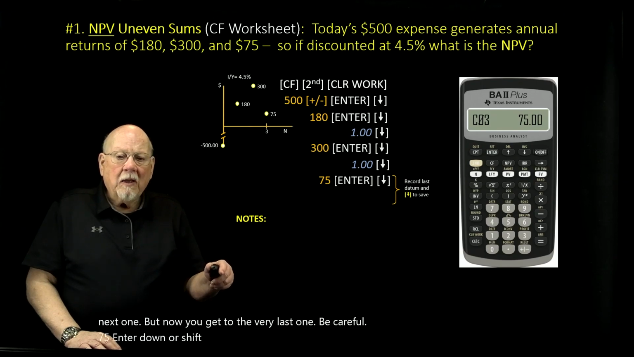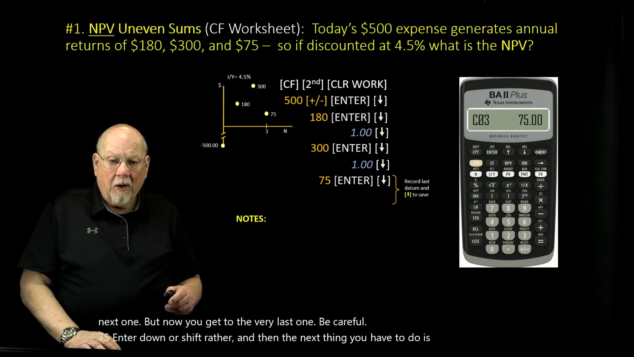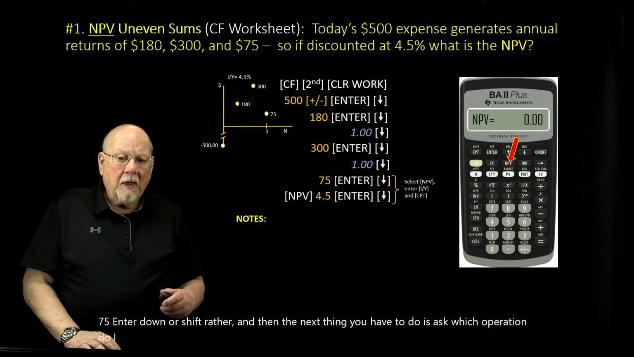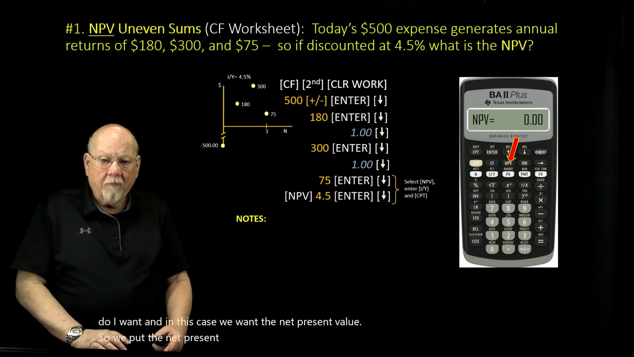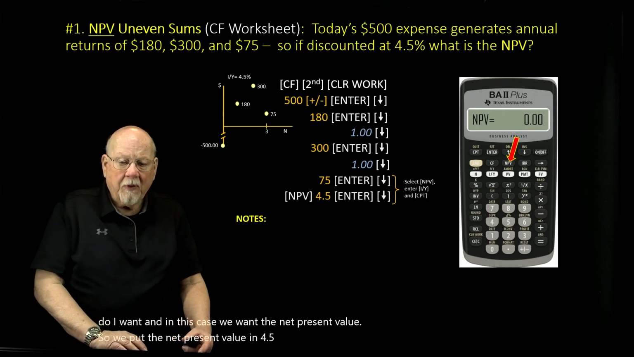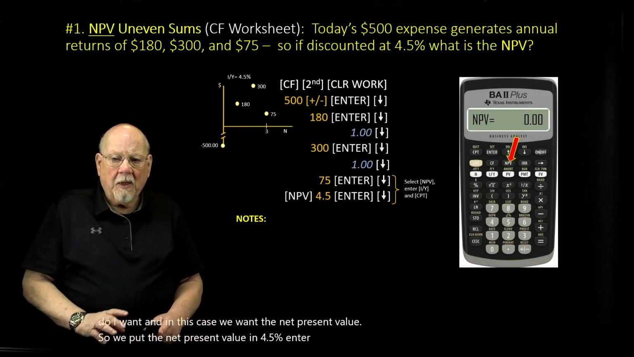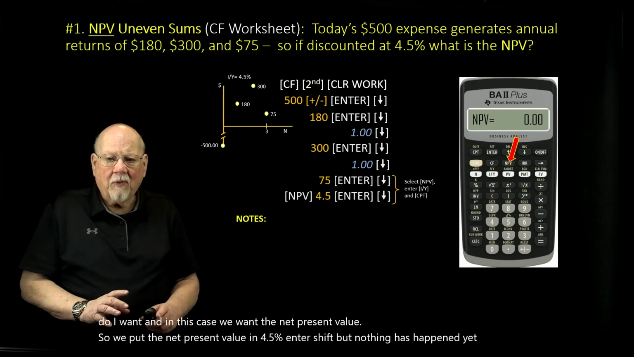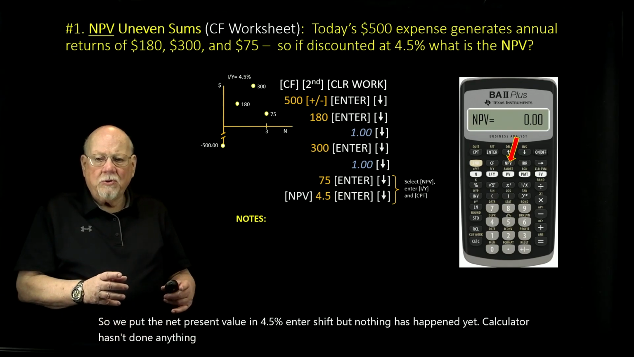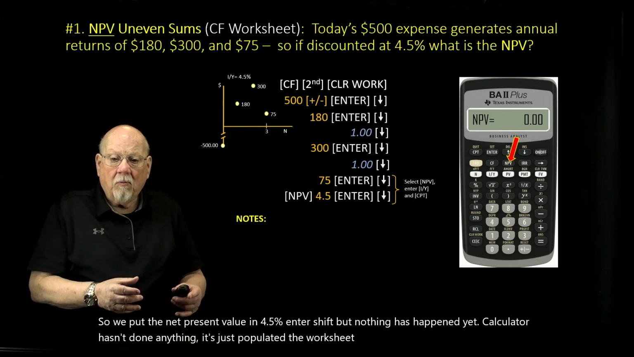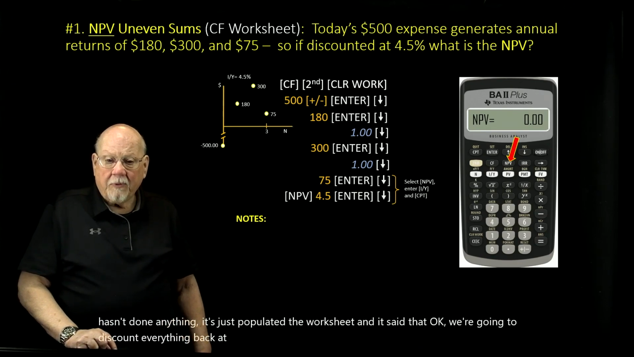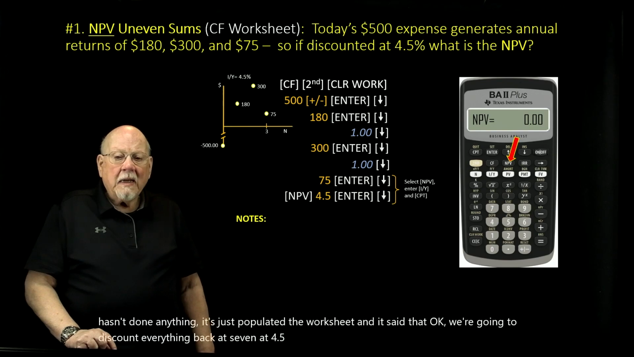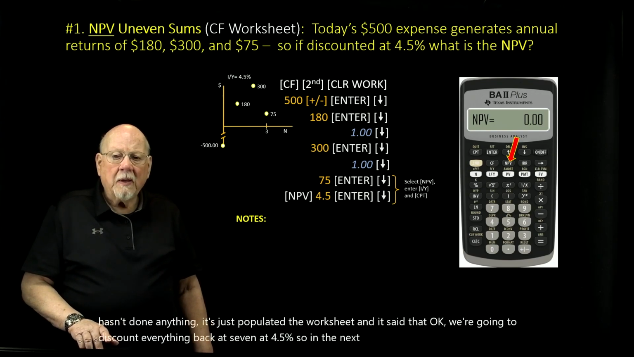And then the next thing you have to do is ask, which operation do I want? And in this case, we want the net present value. So we put the net present value in, 4.5%, enter, shift. But nothing has happened yet. The calculator hasn't done anything. It's just populated the worksheet, and it said that, okay, we're going to discount everything back at 4.5%. So in the next step, when I hit compute, here's what happens.